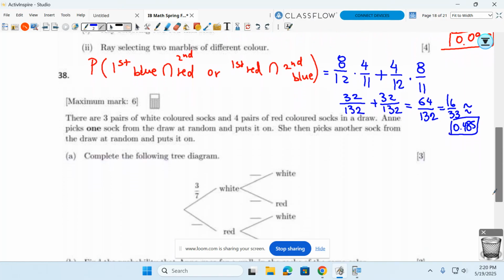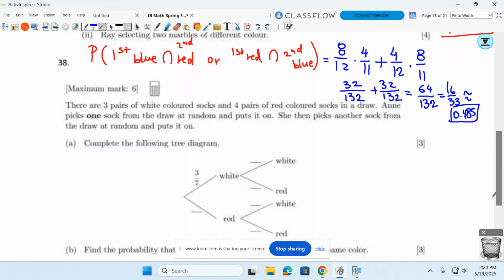The next problem says there are 3 pairs of white colored socks and 4 pairs of red colored socks in a drawer. Anne picks one sock from the drawer at random and puts it on. She then picks another sock from the drawer at random and puts it on. Complete the following tree diagram. From the previous problem, we've already seen that the probabilities for each of these branches add up to 1. So 3/7 plus 4/7 gives us 1.